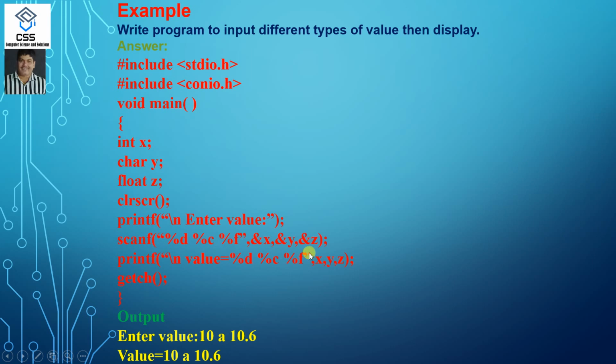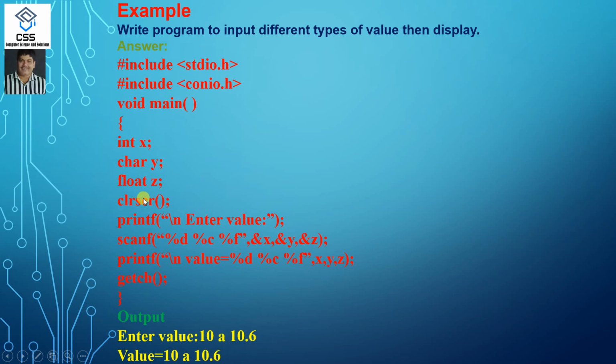After inputting the values, if you want to display them, then we have to use printf. The message is value, %d is for integer, %c is the character, %f for the float, and the list of variables used is x, y, z. And if you run the program, then it asks you to enter the value. Suppose you enter the integer as 10, character as a, 10.6 as float, the values will be displayed accordingly.